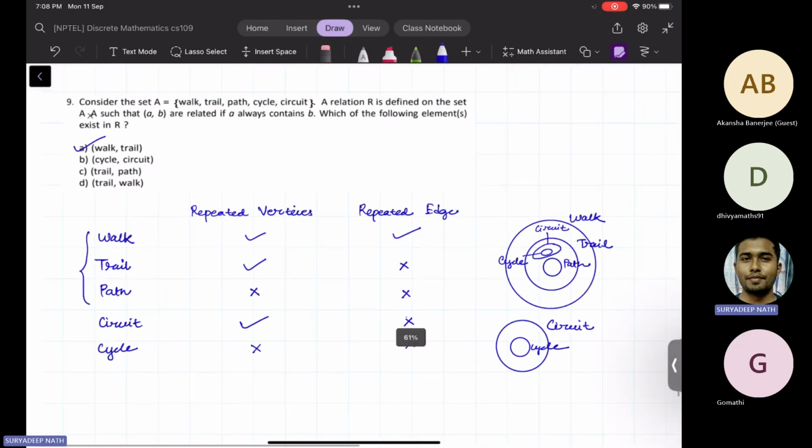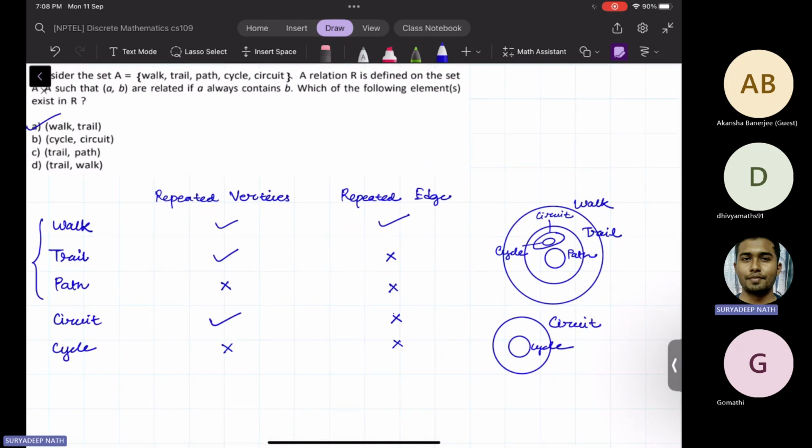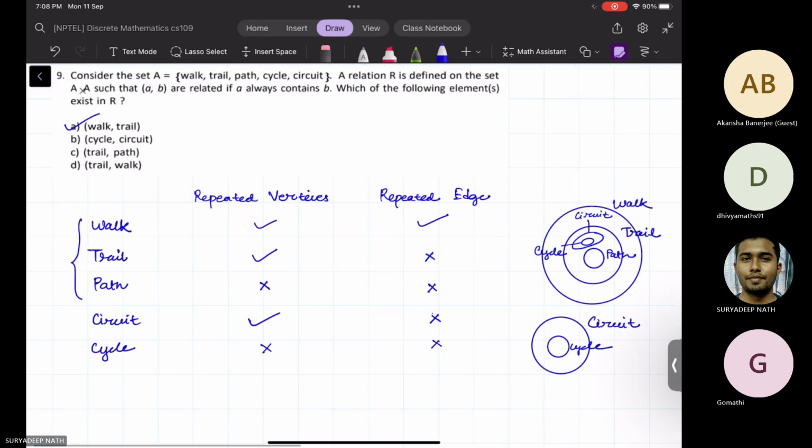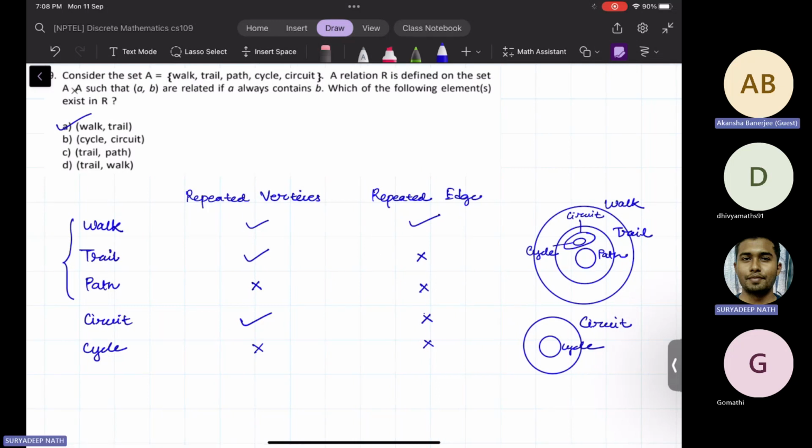So looking at this diagram, does cycle contain circuit? Is option B correct? No, because circuit is the bigger set and cycle is the smaller set.